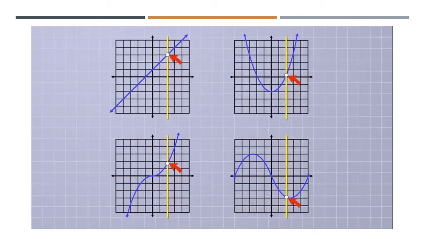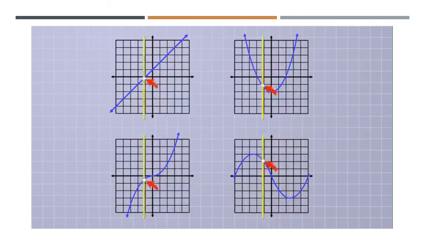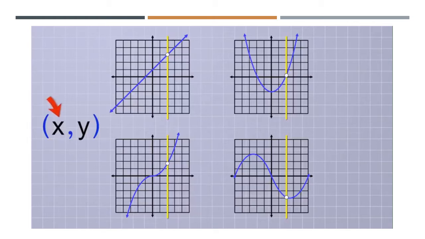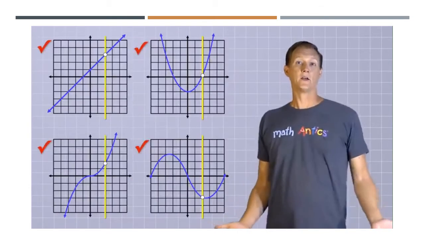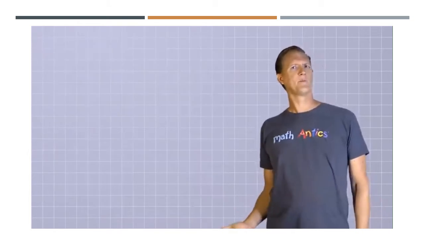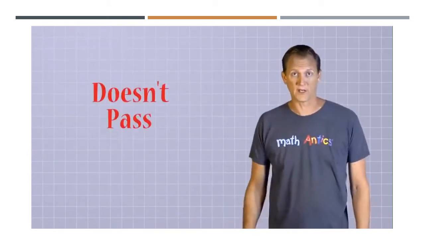If that vertical line only intersects the graph at exactly one point for every possible value of x in the domain, then that means that there's only one output value for each input value. There's only one y value for each x value, so the graph qualifies as a function. Okay, so all of these graphs pass the vertical line test and are functions. But what's an example of a graph that doesn't pass the vertical line test?